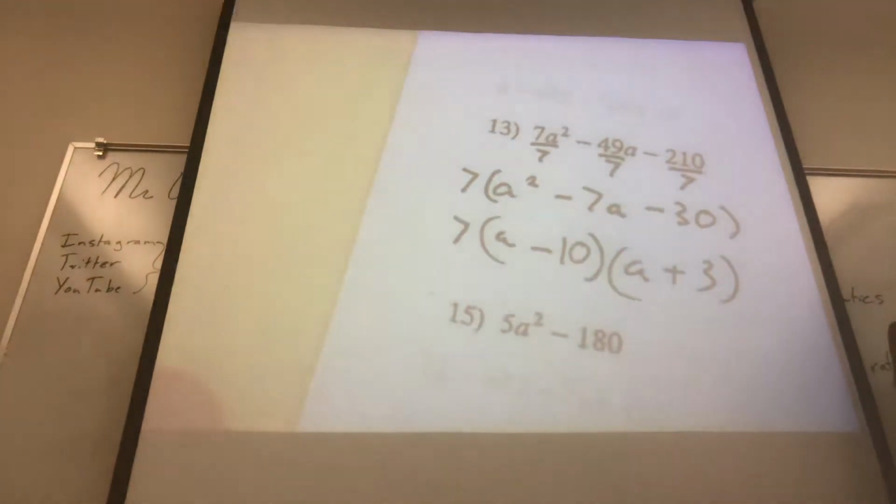Although I looked at all 4 versions of the test, and the largest number that's going to happen in front of that a squared, I think, is a 15. Okay? So it's not going to get that crazy. Most of the rest of these down through here on the front of this page, from 13 on, have greatest common factors, and they're going to work the exact same way.